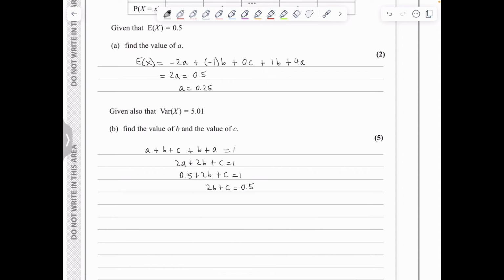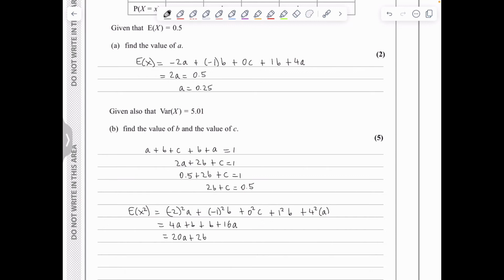I will then proceed in finding the expectation of x squared, which is simply squaring the x values and multiplying by the associated probability. So that's going to give you minus 2 squared times a plus negative 1 squared times b plus 0 squared times c plus 1 squared times b plus 4 squared times a, which gives 4a plus b plus 16a, and I end up with 20a plus 2b.